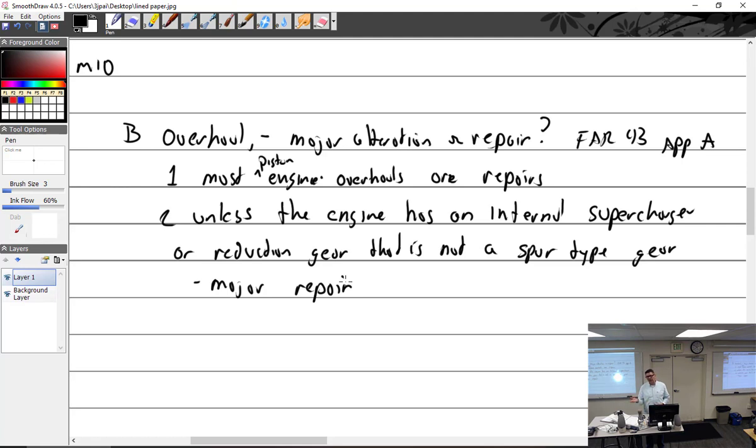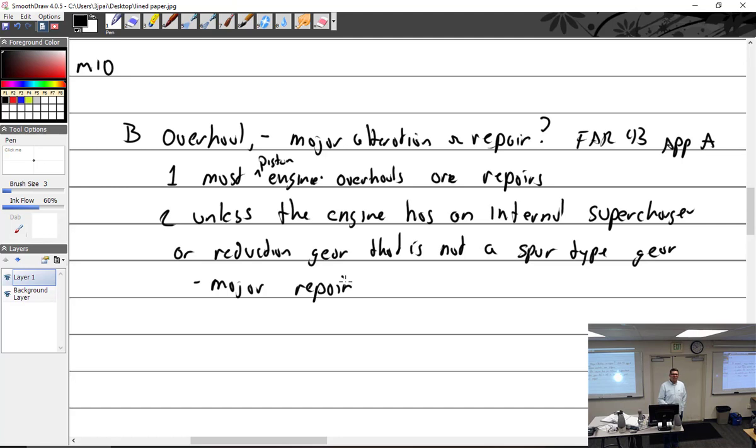If it's not a spur gear type, that means it'd be the sun and planet gear system, and I'll show you later. That type would be a major repair. So what they're saying is that it's a major repair to disassemble it. Well, it's not a major repair to disassemble, but to put it back together, it is a major repair. What would that mean to the average mechanic? More work. As a regular mechanic, you can't do the work. Close, you're on the right spot. Who can do the work? IAs. A mechanic can do the work, but the IA has to sign it off, and you need a major repair and alteration form.